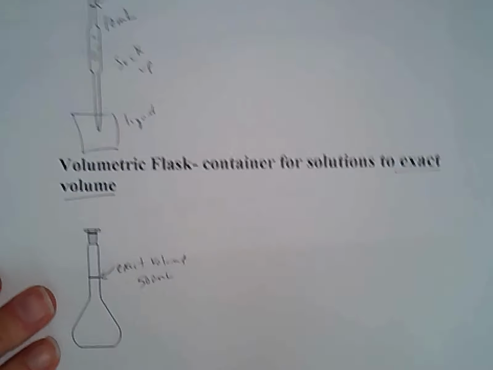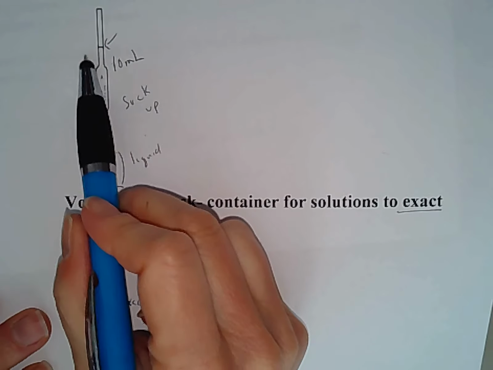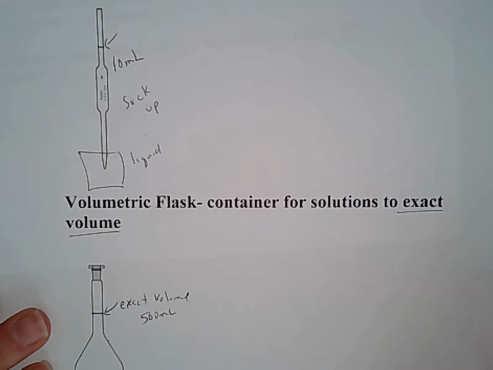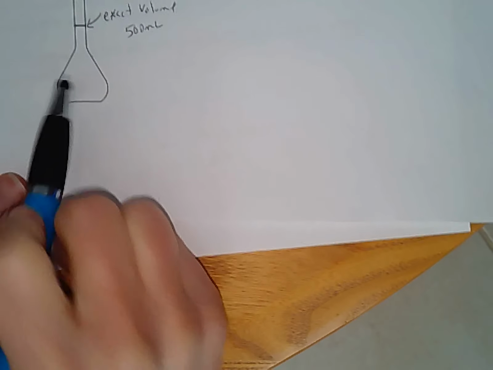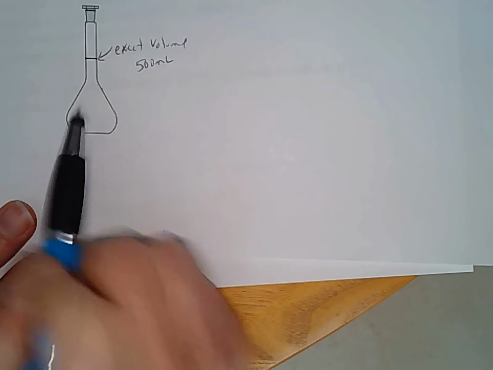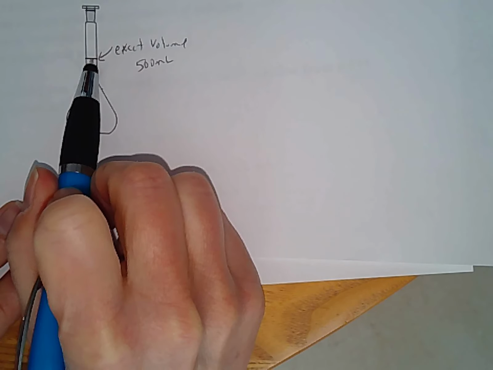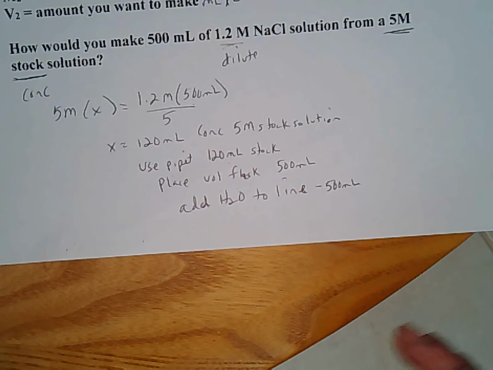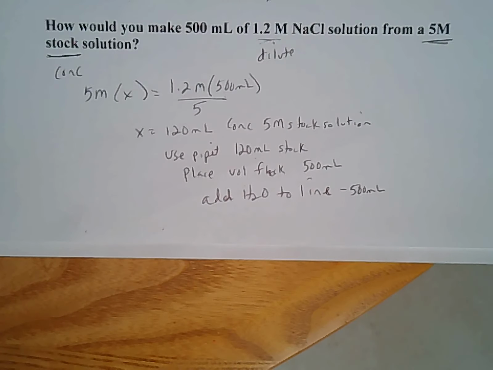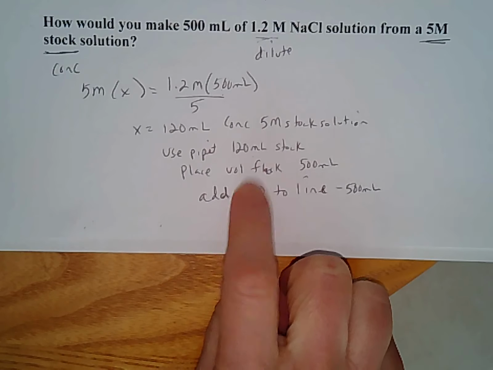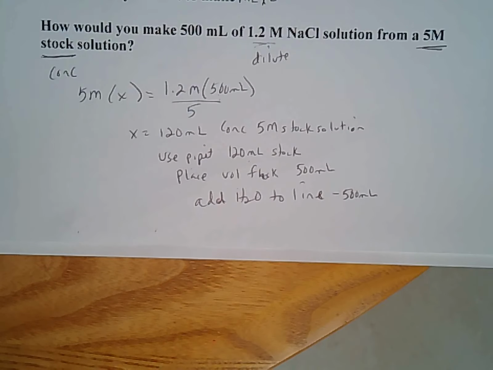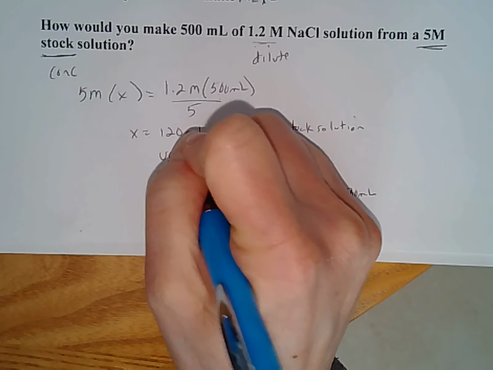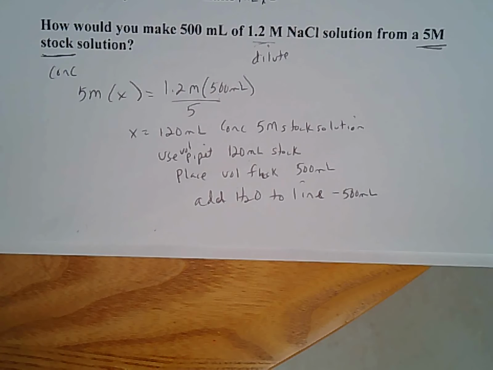So back to here, I would take a volumetric pipette and suck up 120 mils of my solution. I would put it into my 500 mil volumetric flask, and then I would add water to that line. That would be how I would make that solution. So again, there's going to be a video you could watch somebody do this manually for you so you could see how this all fits together. But I will be asking you to do these types of calculations, and you will see my answer key talk about volumetric pipettes. So that's a volumetric pipette and a volumetric flask.